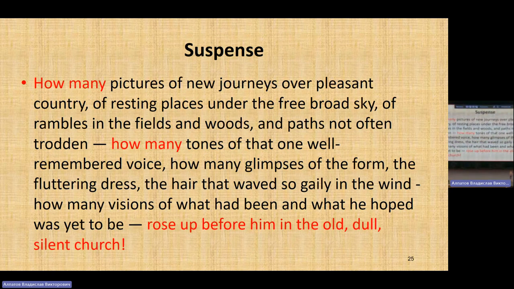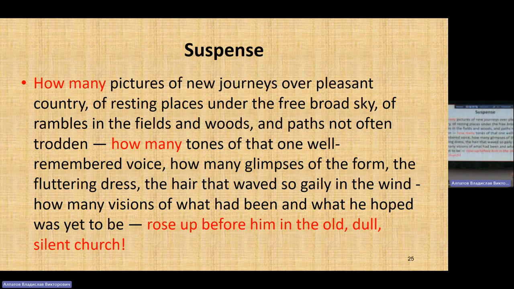Now, another example of suspense, in prose. And here there are two clauses with how many pictures of new journeys, of a pleasant country, of resting places under the free broad sky, of rambles in the fields and woods and paths not often trodden, how many tones of that one well-remembered voice, how many glimpses of the form, the fluttering dress, the hair that waved so gaily in the wind, how many visions of what had been and what he hoped was yet to be, rose up before him in the old, dull, silent church.